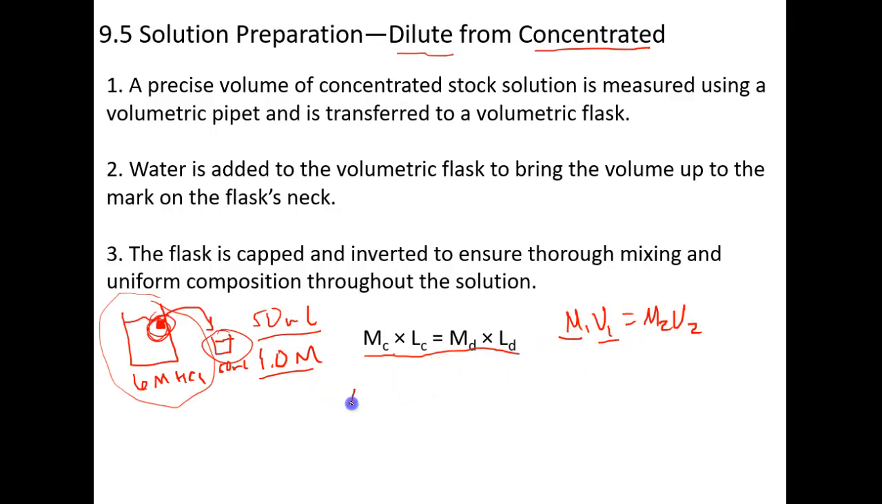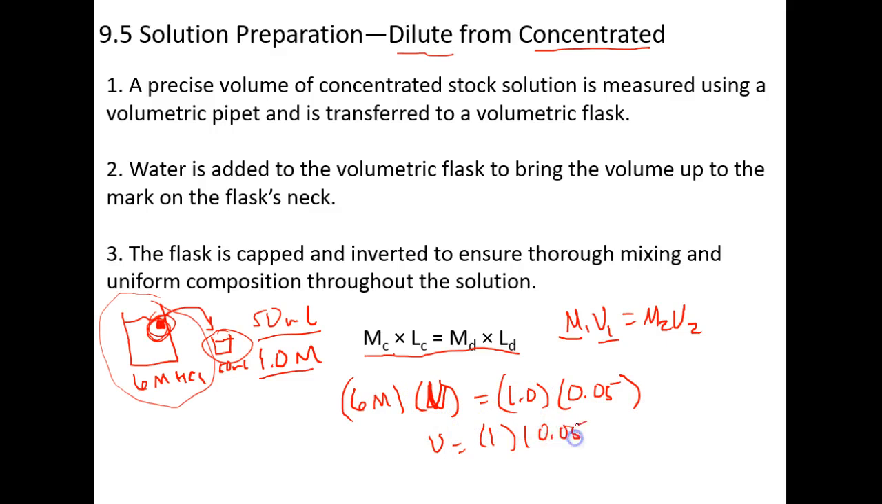So I'm starting out at 6 molar, and I don't know the volume of this. That's what I'm trying to find. I'm going to call it V. My new molarity is 1.0, and my new volume is 50 mils, but you have to convert it to liters. So this is my equation. So you solve for V. V is 1 times 0.05 divided by 6.